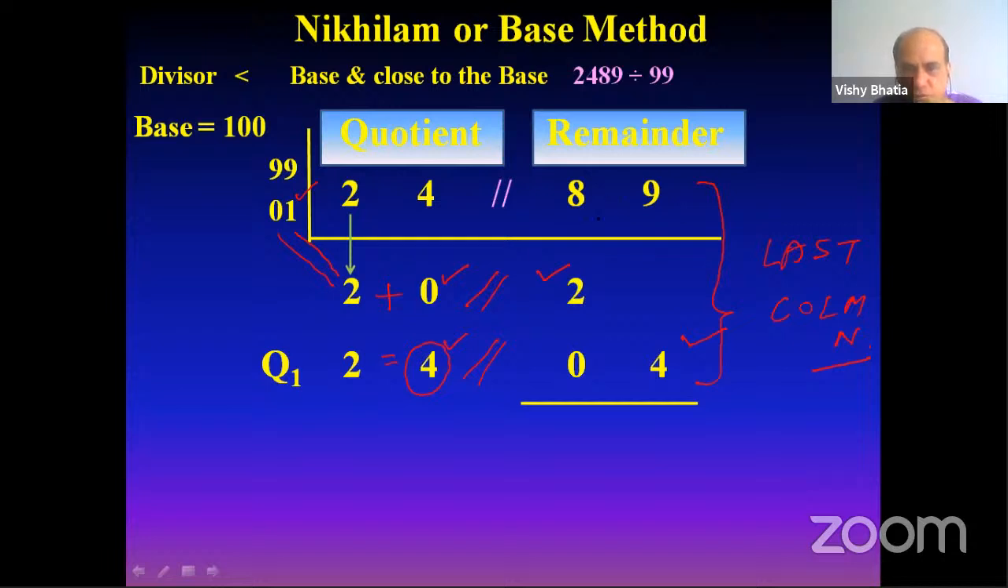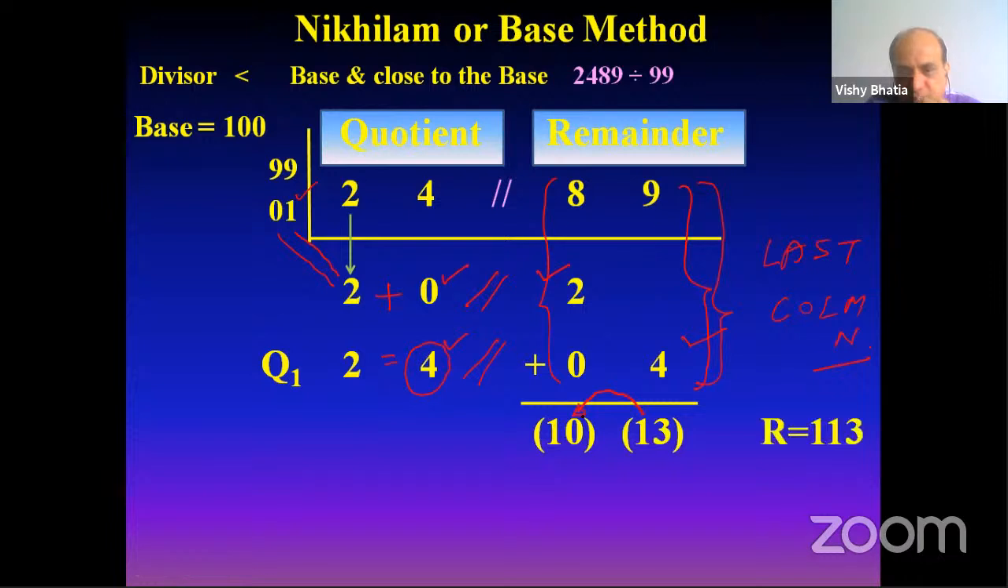Now what do I do? In the remainder, I have these particular digits and these 2 digits. I sum them up. 8 plus 2 is 10 and 9 plus 4 is 13. And remember that this is in the tens place. So this will get carried forward and added over here. And I'll get a remainder of 113 and a quotient of 24.